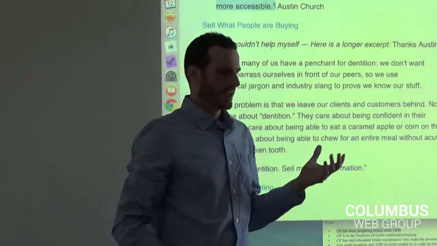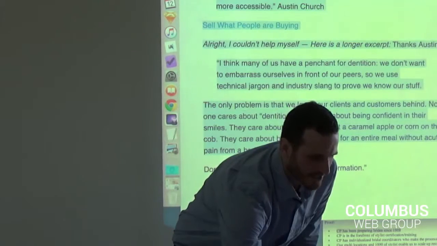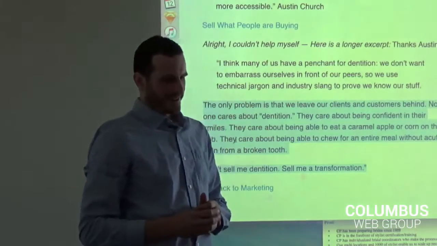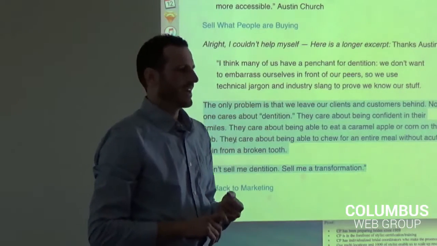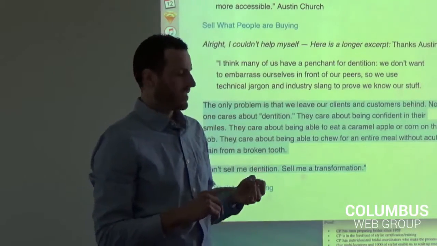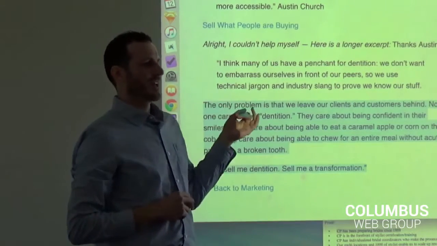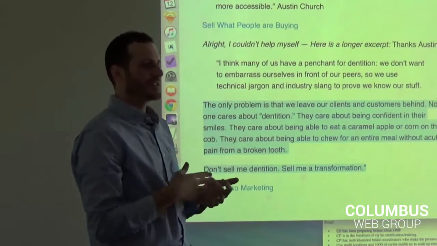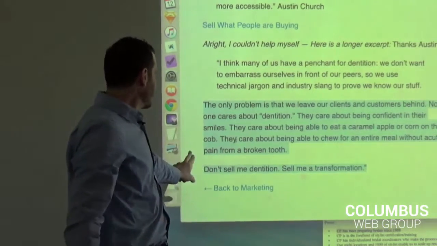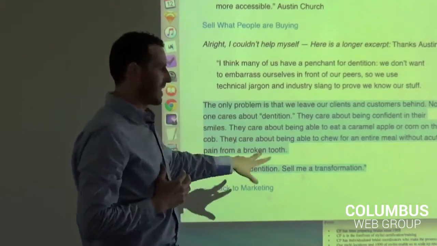And that's where I love voice and tone. But for him, he goes back to talking about this client, and the problem for the audience isn't the fancy words or the science behind it. They want to have a nice smile. They care about being able to eat a caramel apple or corn on the cob. So let's speak to that. Visually, how do we speak to that? How does the copy speak to that? Don't sell me on being a fancy dental surgeon. Sell me on a transformation.